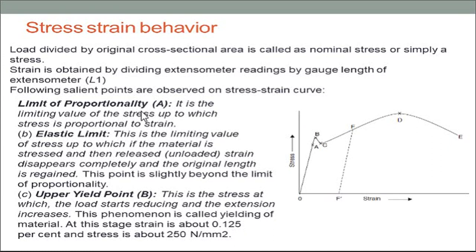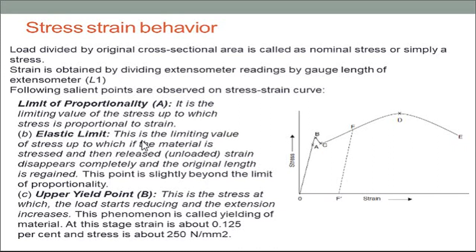The first term is the limit of proportionality. It is the capital A, shown in the figure also. It is the limiting value of stress up to which stress is proportional to strain. So 0 to A, this particular region, is the limit of proportionality. It is a straight inclined portion. Up to A, that particular region is called the limit of proportionality.